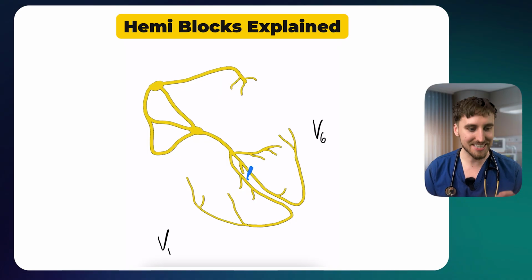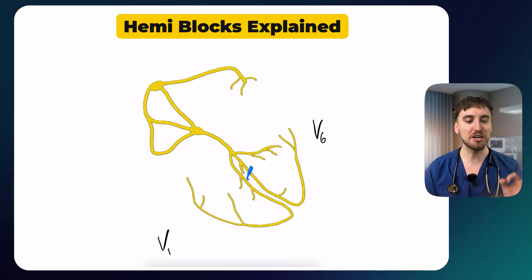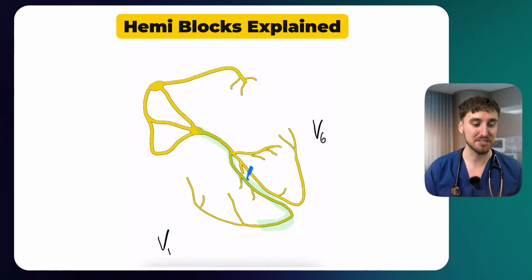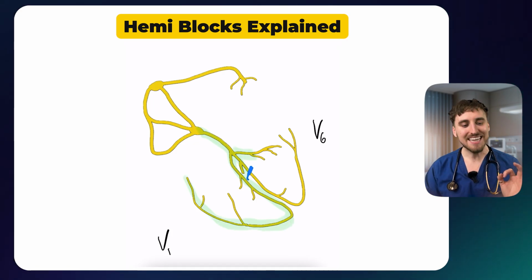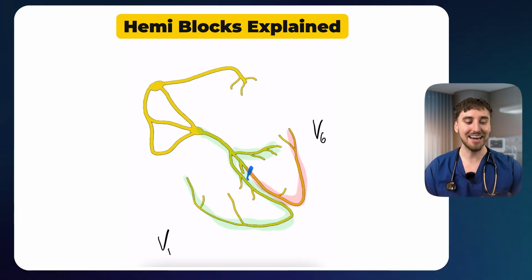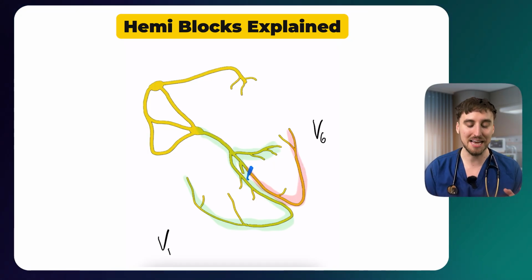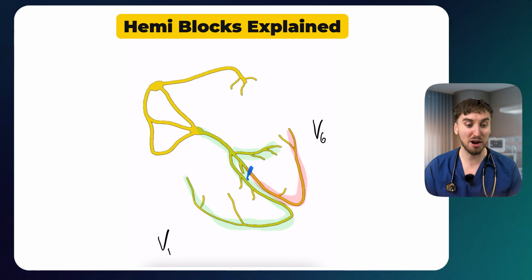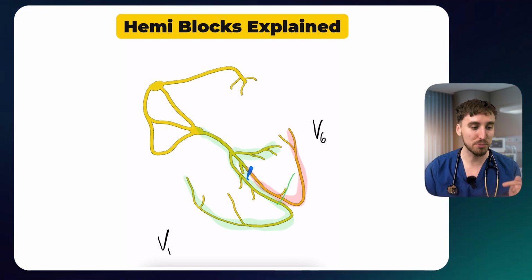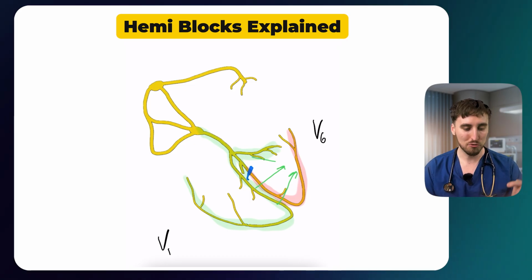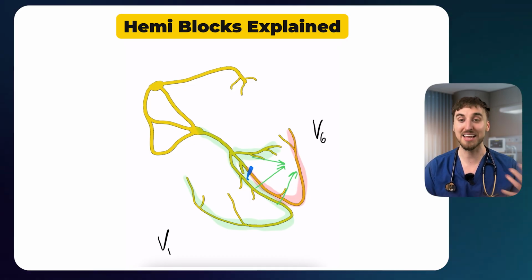Let's say this lane is blocked here. Impulses are going to move down the right bundle and also down the left posterior fascicle first. But if the anterior fascicle is blocked, then we're not going to get depolarization as efficiently in that lateral superior part of the left ventricle. Instead, electricity is going to quickly move down the right bundle branch and the left posterior fascicle, but then it has to slowly make its way up from the posterior fascicle so that it can reach there.